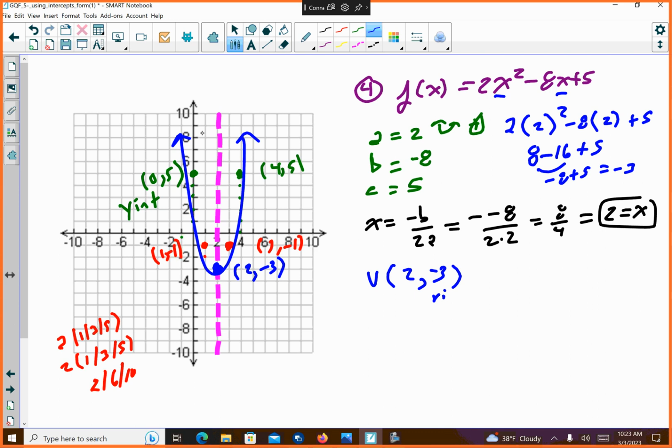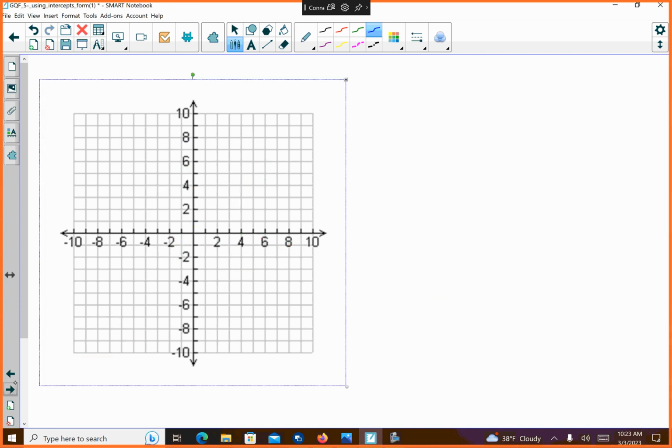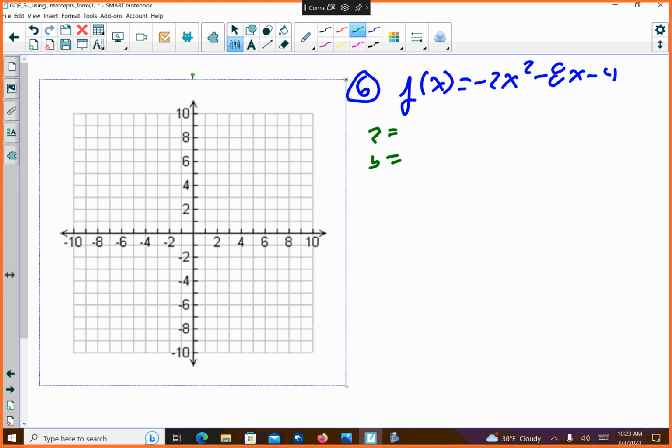All right, let's go to number 6. You guys ready? Number 6. F of x equals negative 2x squared minus 8x minus 4. The ABC, A is what? B is what? C is what? Cool. What do we know about the A value? It's going to open down because it's negative. Good?